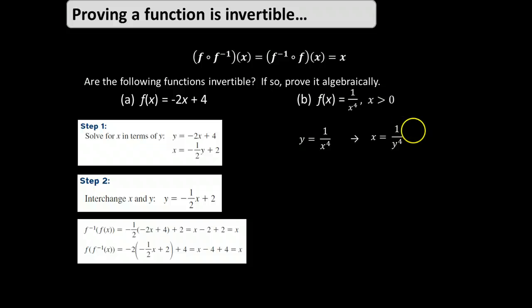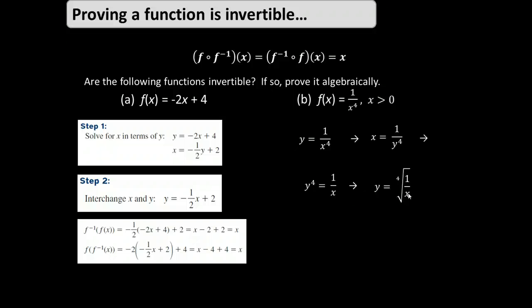So if x equals 1 over y to the 4th, if we do some algebra, we multiply each side by y to the 4th, and then we divide by x. That gives us y to the 4th is equal to 1 divided by x. And then to solve for y, I'm simply going to take the 4th root of each side. So that's going to give me my inverse function as y is equal to the 4th root of 1 over x.